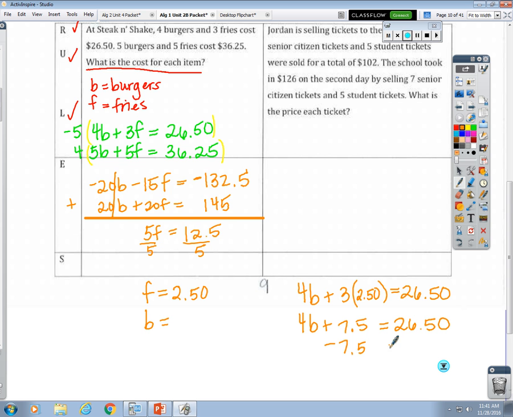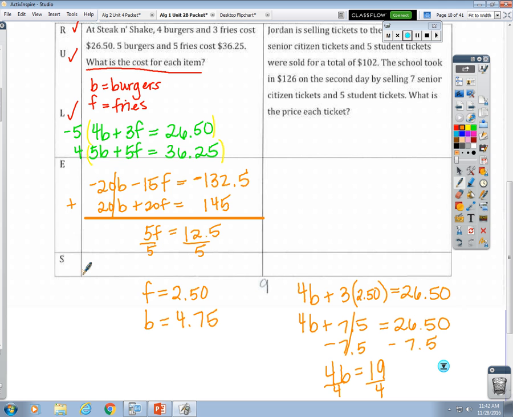And now what do I do? Right? So now 4B equals what? Was 26.50 minus 7.5? 19. And now to solve for B, which is the cost of a burger, I divide by 4 on both sides, and so burgers cost, well, what's 19 divided by 4? 4.75.